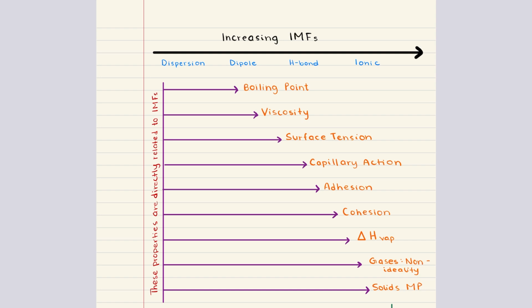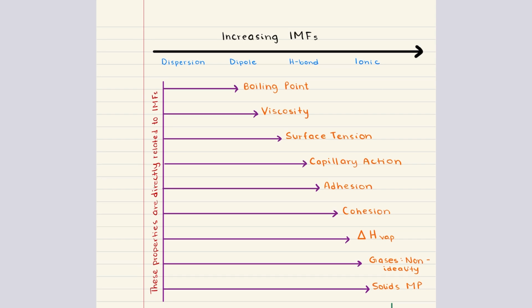And this leads to a direct impact on several properties that we're going to discuss on this page. So as intermolecular forces increase, all of the physical properties written in orange here will also increase because there is a direct relationship between increasing intermolecular forces and these properties. Let's go over some of them again.